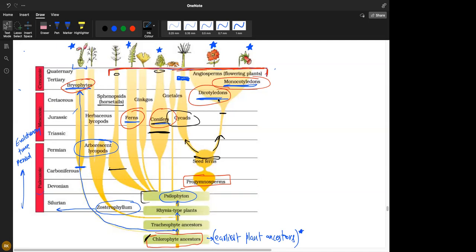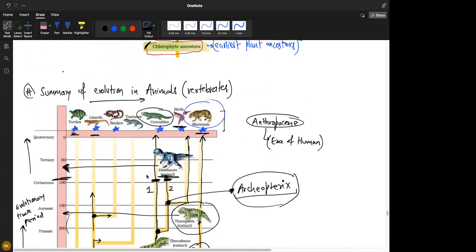So, can we say that bryophytes originated earlier than vascular plants like pteridophytes? Yes, correct. So you can say that bryophytes are one of the oldest evolved plants, right? And they come somewhere directly after chlorophyte ancestors, before any tracheophytes or rhynia type plants evolved, right? Good, very good observation. Okay, Donna has written the same. Yes, you can say that, that's correct.